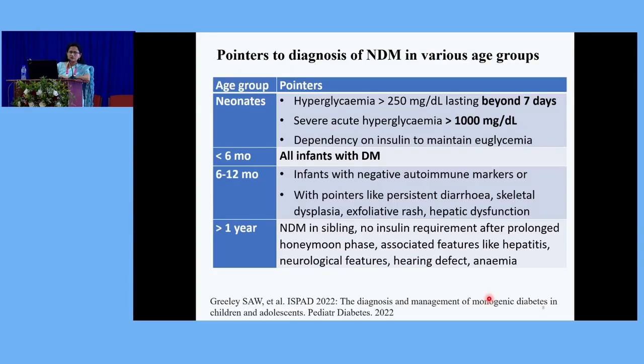So I'll come to some syndromic causes of neonatal diabetes. Persistent diarrhea would indicate exocrine pancreatic insufficiency. Skeletal dysplasia may indicate IF2AK3 mutation, which is a common cause of neonatal diabetes. Exfoliative rash or hepatic dysfunction, they all point to different diagnoses, as I'll come to later in the presentation. More than 1 year is uncommon, but yes, some monogenic causes of diabetes present after 1 year also, especially if you have a sibling who is affected, or a prolonged honeymoon phase, or some syndromic presentation.